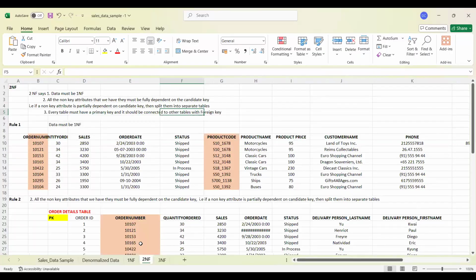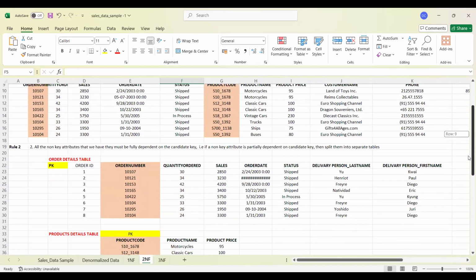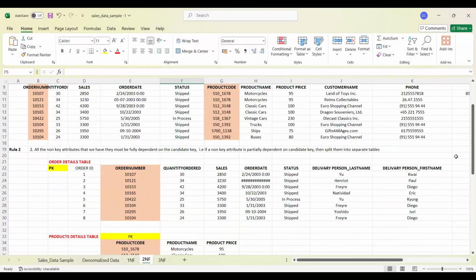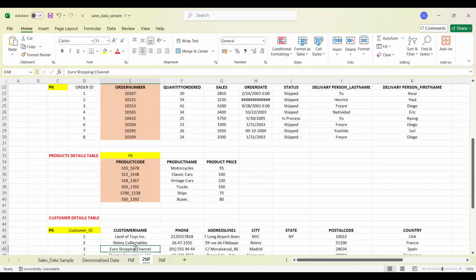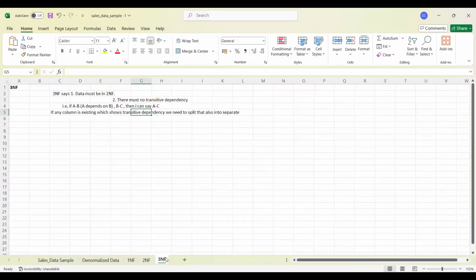So here I said my order number, customer name, and delivery person name, we can consider these three columns as transitive dependency. So we should not keep all these columns together. That means I have order number already in a separate table, customer name already in a separate table, but now I need to remove the delivery person names from here, or else it won't satisfy this rule. We should not maintain transitive dependency over there.